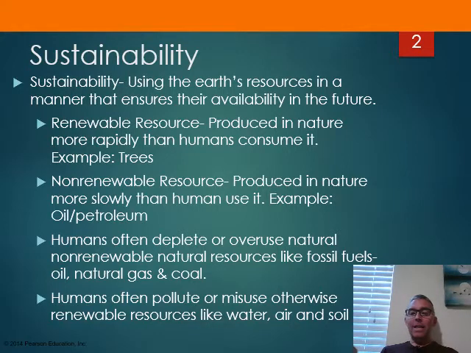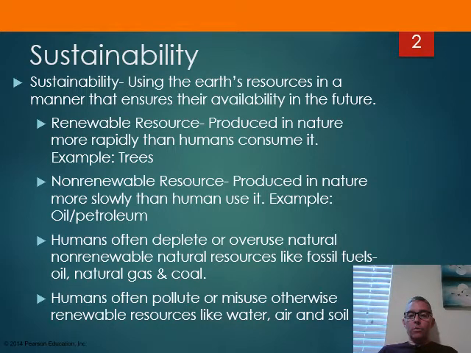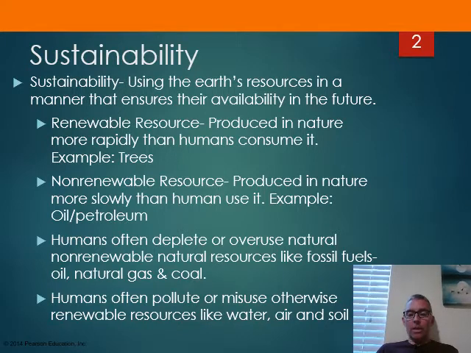The problem is it takes millions of years for that process to happen, and we're using those much more rapidly than they can be reproduced. So it's likely that eventually we will use those resources to the point that there are no more. And so today we have lots of people looking at renewable energy sources, and later on this year we're going to talk about some of the possibilities there and some of the challenges there. But for today, just know that the use of non-renewable resources contributes to sustainability problems.